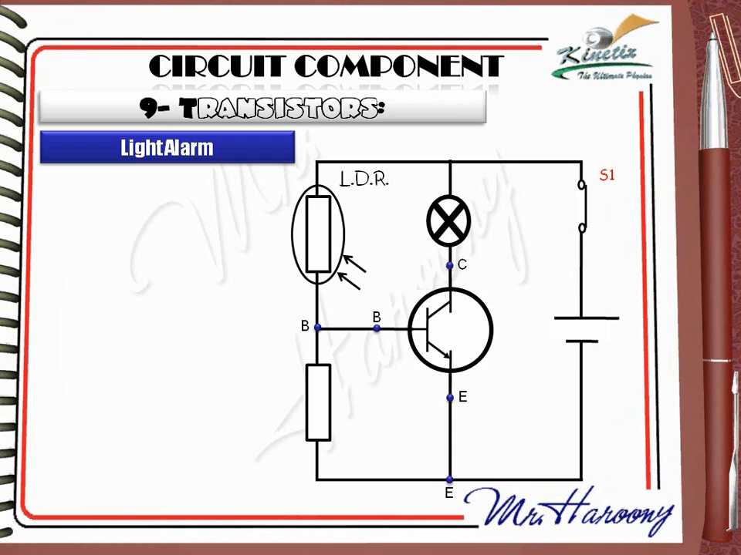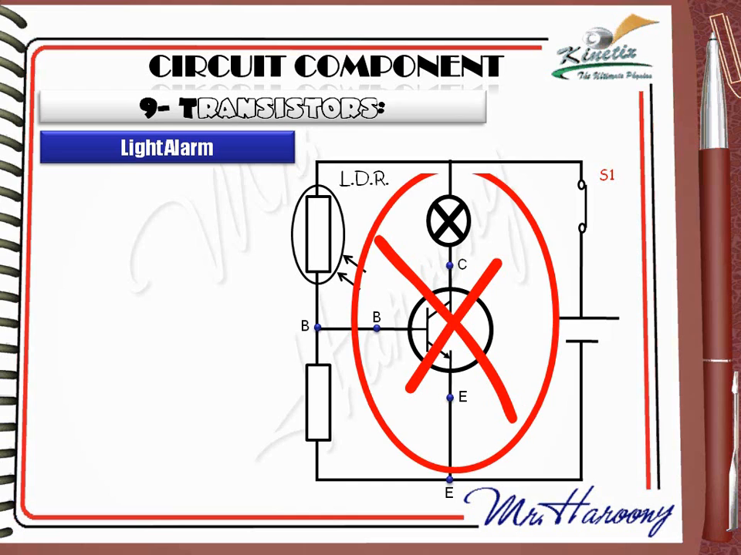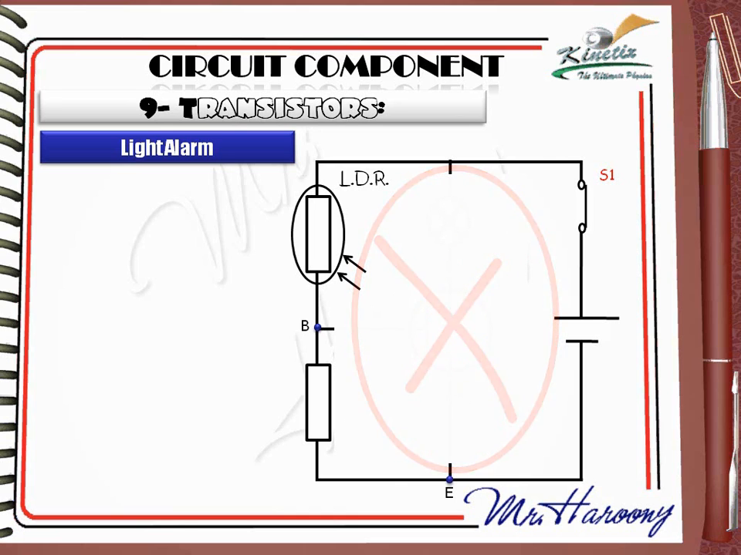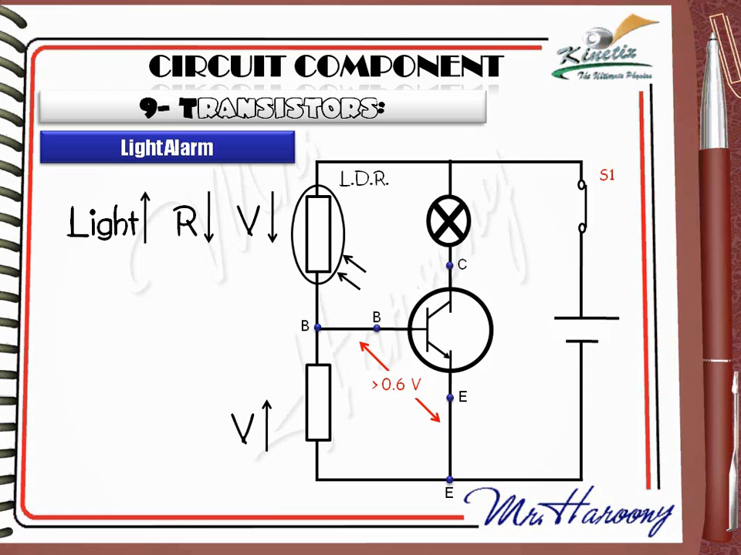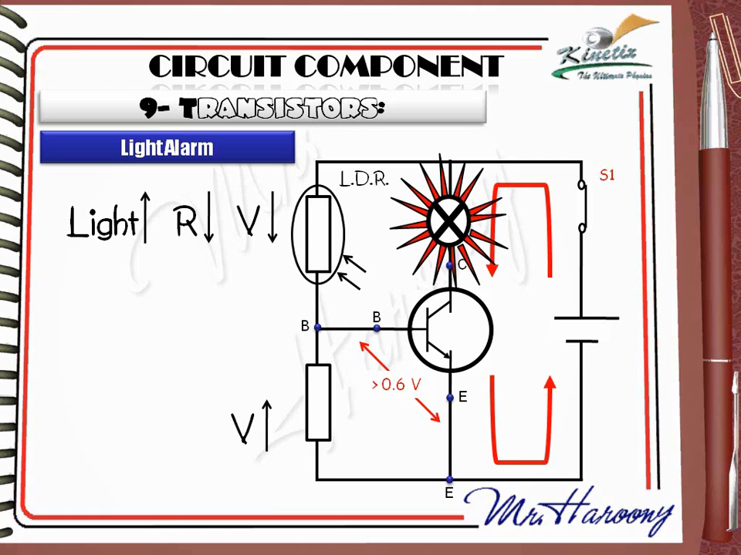One last example is the light alarm. The same way, the transistor is normally off, so ignore these parts of the circuit. If light intensity increases, the resistance of the LDR will decrease, so its share of the voltage will decrease. This automatically increases the voltage across the fixed resistor, which is placed between the base and the emitter of the transistor. When voltage across base and emitter becomes greater than 0.6 volts, the transistor switches on and the current flows between collector and emitter. The bulb will light.